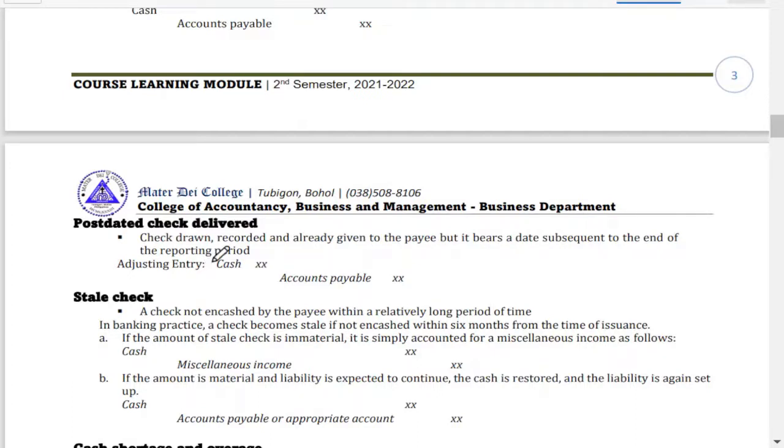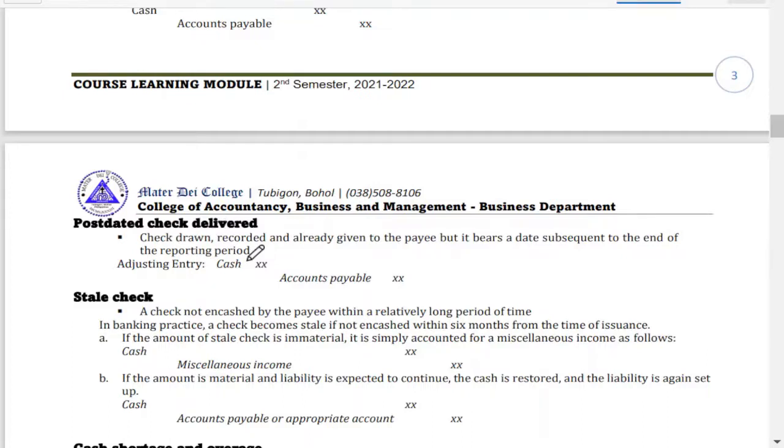Pero in substance, wala pang bayad or wala pang pagbabayad na naging successful doon. Kasi nga, hindi pa pwedeng ipa-encash ni payee. So, kasi hindi pa niya pwedeng ipa-encash, hindi pa tayo nakapagbayad. So, we have to revert back our cash. So, debit cash, credit accounts payable. Hindi pa tayo nakapagbayad, so we have to credit again the accounts payable. So, binalik natin yung utang.